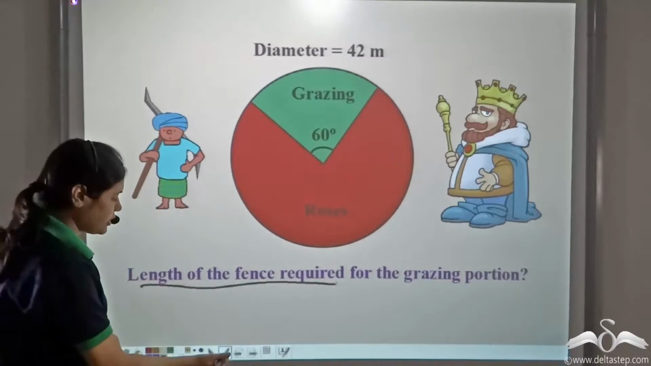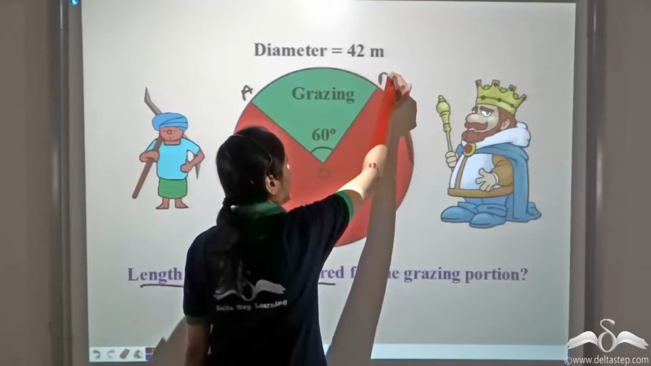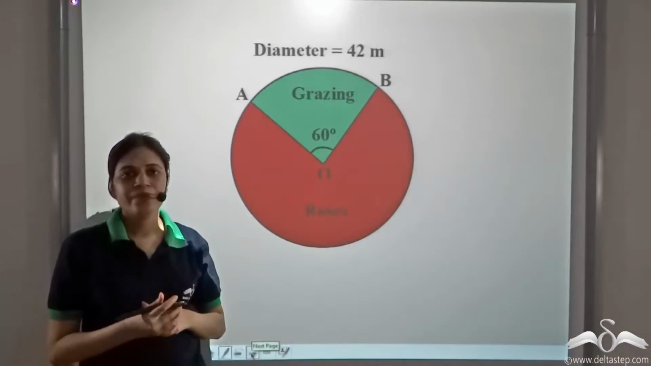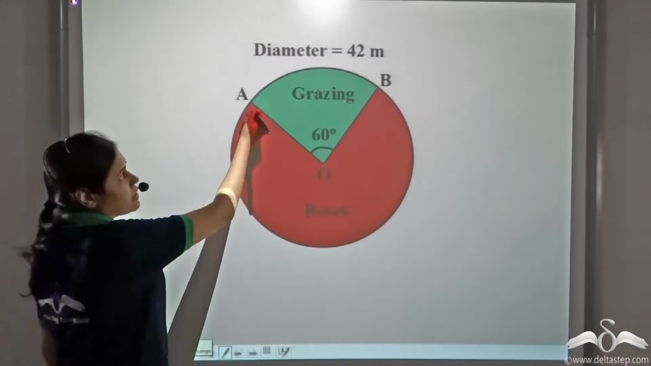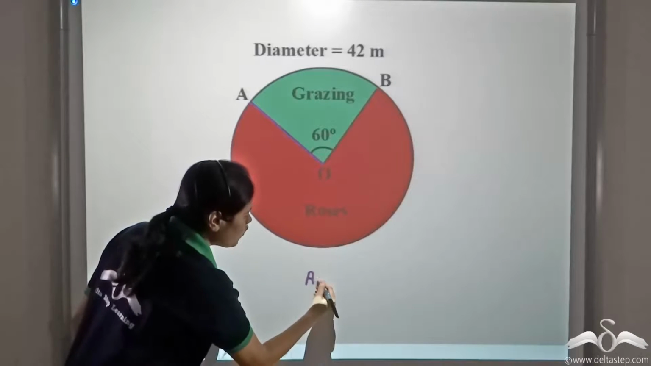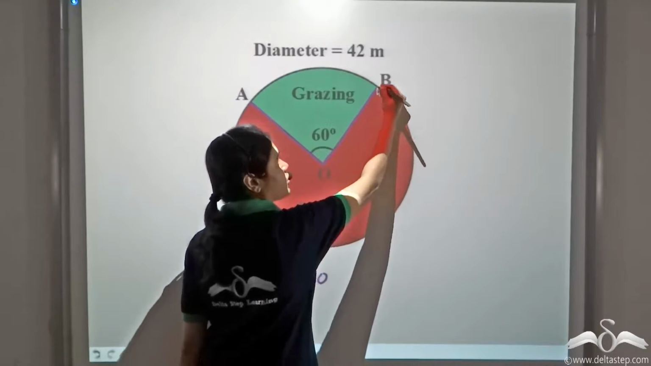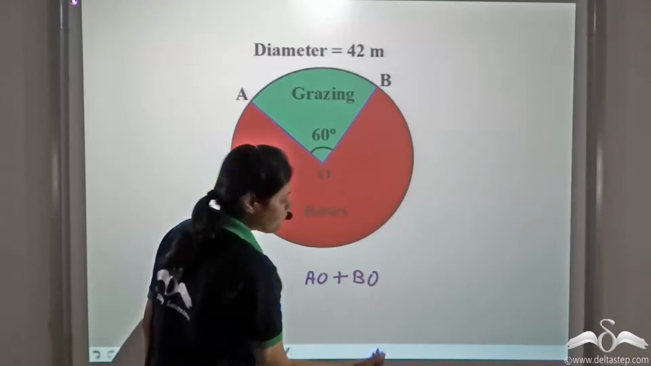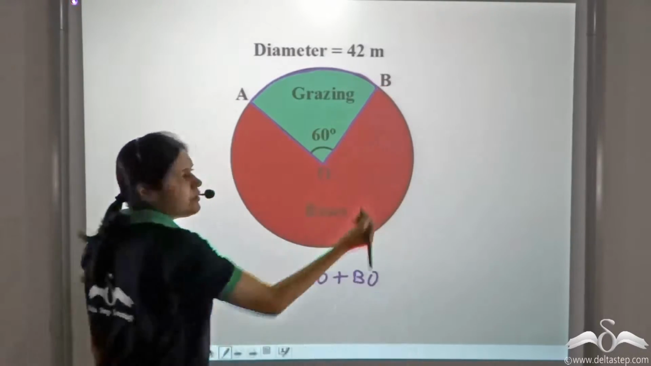So, let us mark the points. Let us mark this point as O, A, and B. So, we have marked these points. Now, what is the length of the fence required? The length of the fence is the length of this region, that is AO, plus the length of this, which is BO, plus the length of this arc AB.